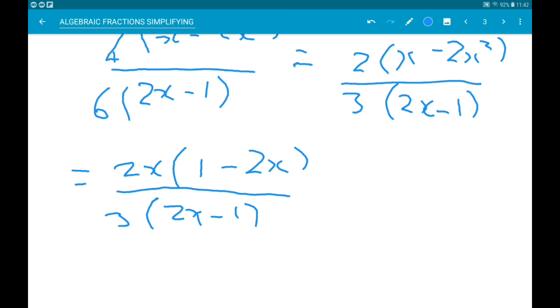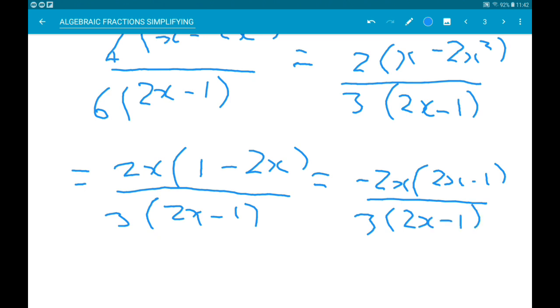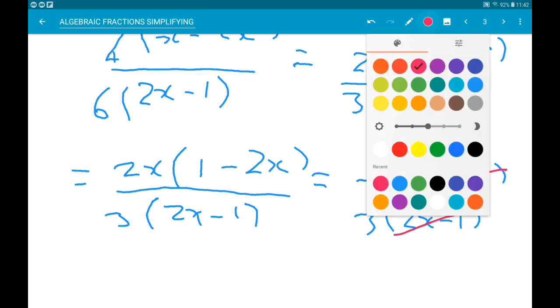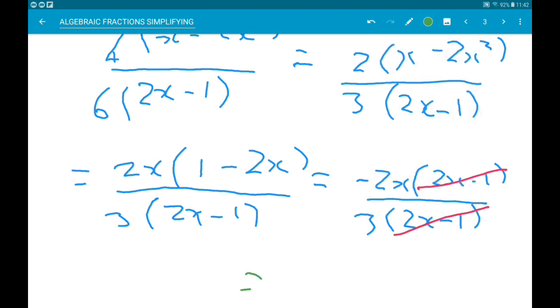So what we can do, up on top, if we factor out a minus 1, then we can write the top as minus 2x times 2x minus 1 over 3 lots of 2x minus 1. Now we have common factors of 2x minus 1. So finally, we can actually write this as minus 2x over 3.